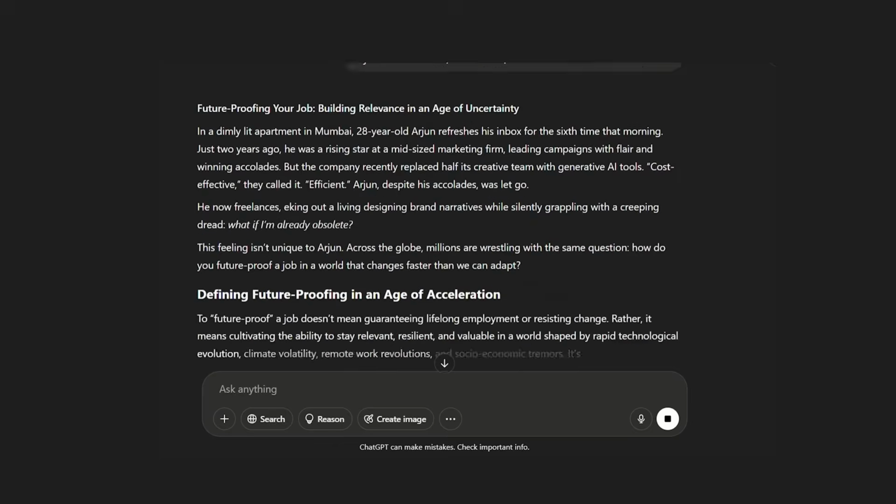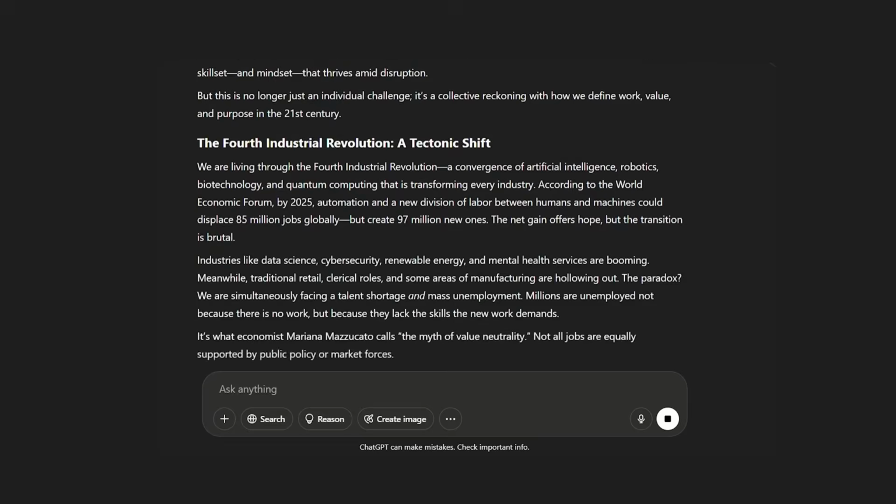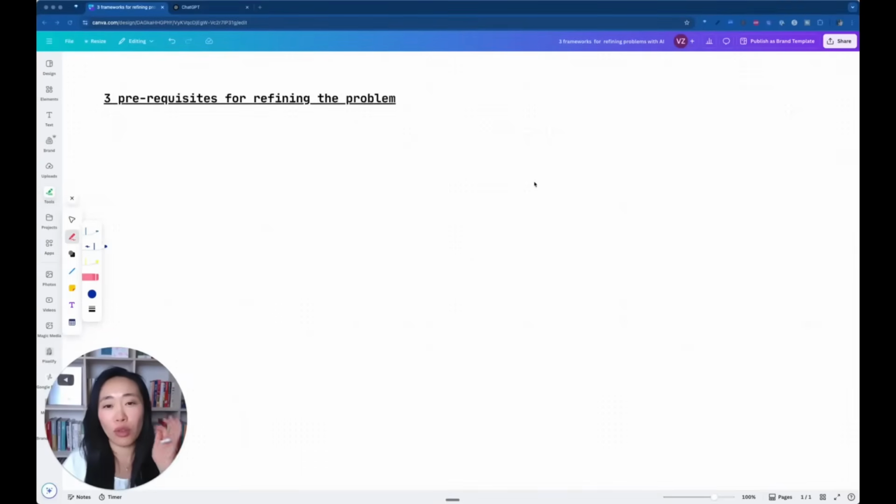Because what AI doesn't have is your experience, your judgment, your intuition that you've built over the years. And so knowing where the problem is, how to phrase it, is exactly how it's going to help you get good answers out of AI tools like ChatGPT. Let me show you the three requisites for refining the problem, and then we'll use them in ChatGPT in order to go from noise to signal.